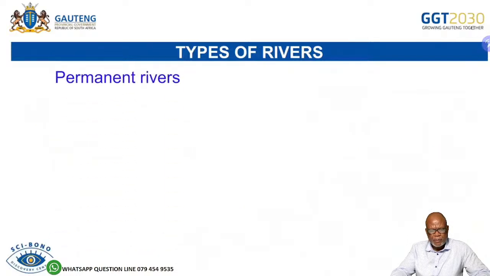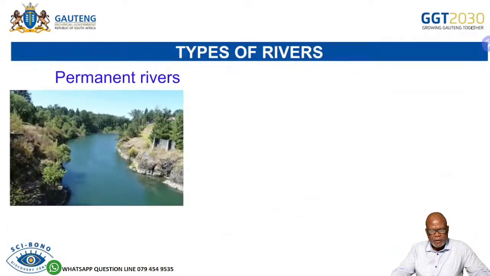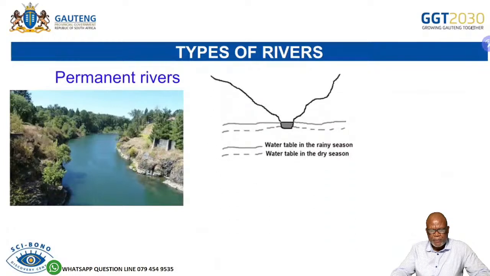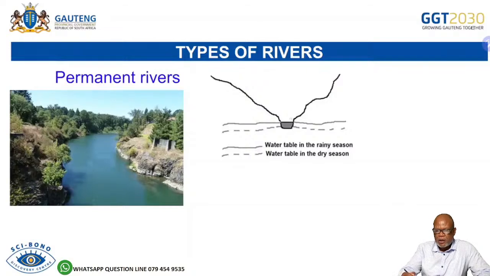Now look at permanent rivers. So here is an example of a permanent river. Why is this river flowing throughout the year? The reason why this river is flowing throughout the year is because of our water table. Now let's look at the water table. During dry season, the water table is still above the river.